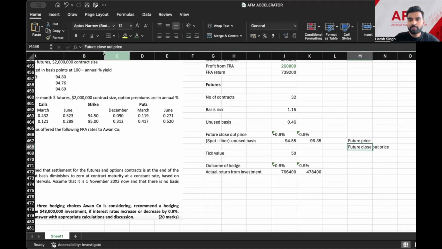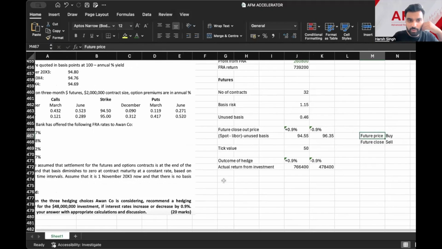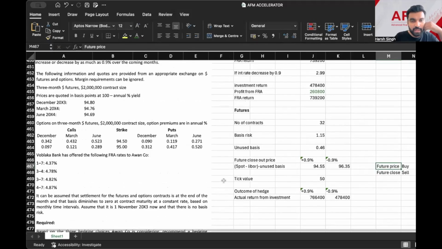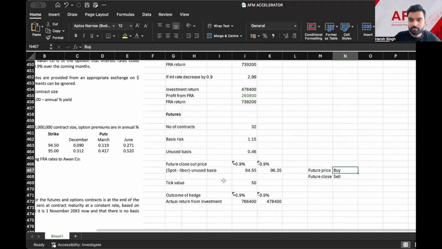Now what will happen in this? We are buying at this rate, sell at this rate. Now, what is the future price and future closeout price? That is something we have to think. So for this question, what is my future price? Sorry, future price is the same for both the parts, which is 94.76, and future closeout price for one is 94.55.